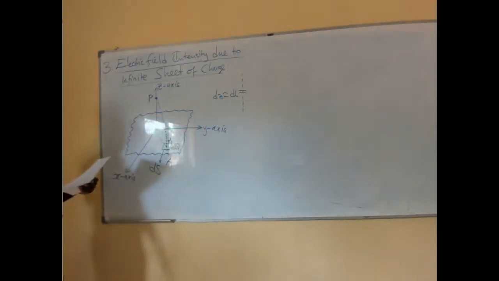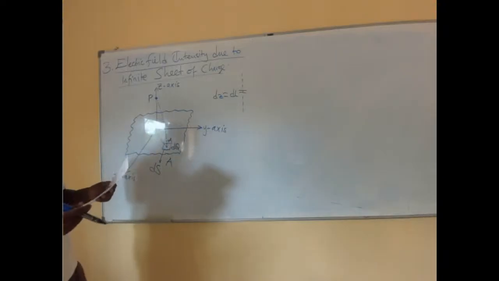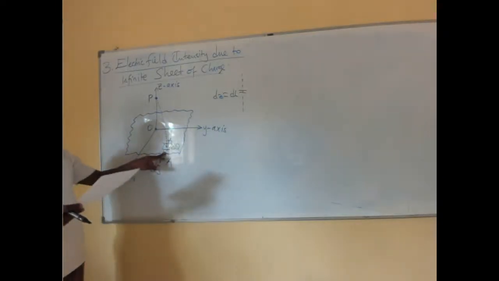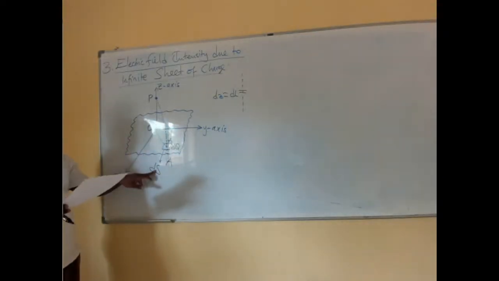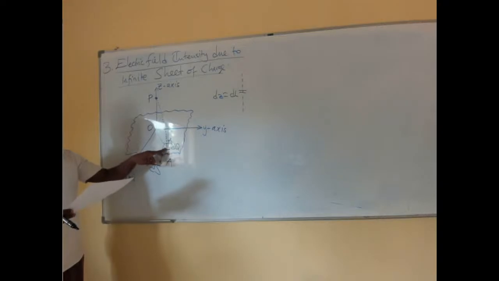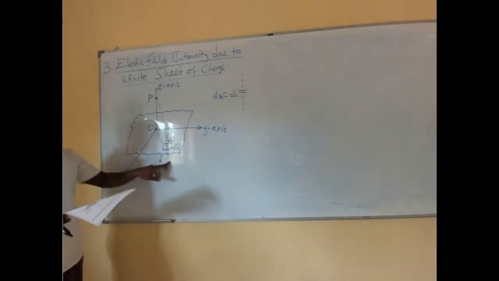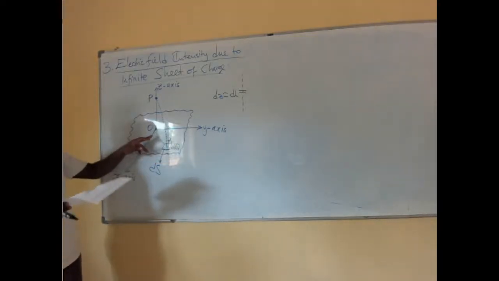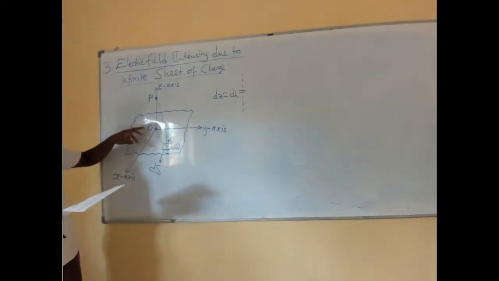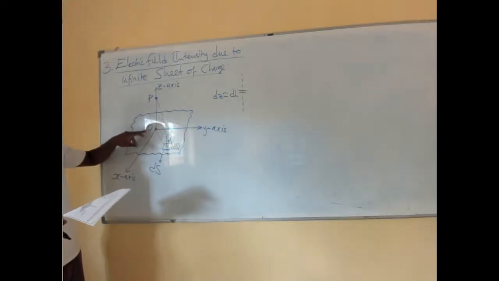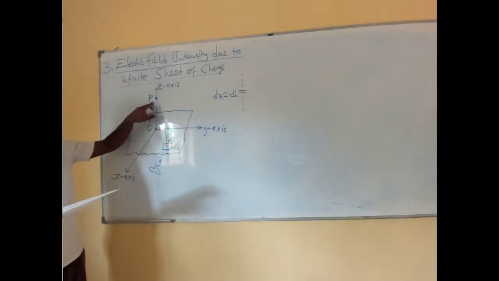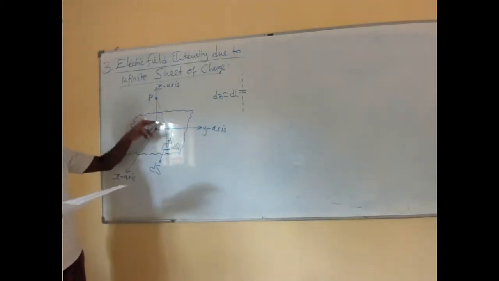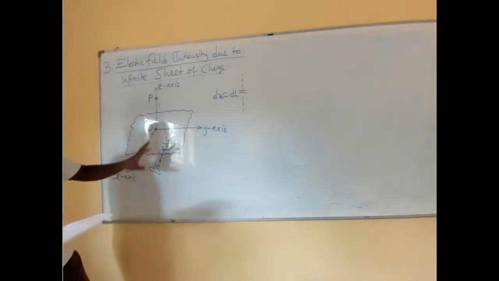Now, we consider this element, which is dS. This element has a charge dq, and this point we are considering to be A. So we have a triangle OAP, or OPA, whichever way you want to put it, but you have to be consistent with what you are doing.